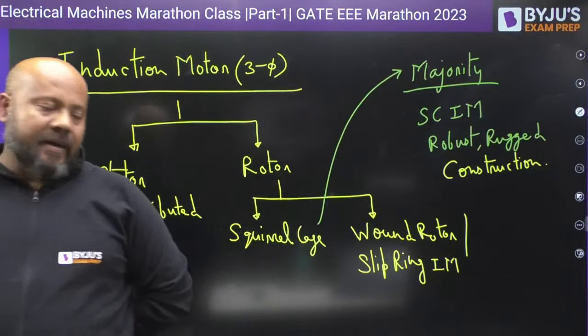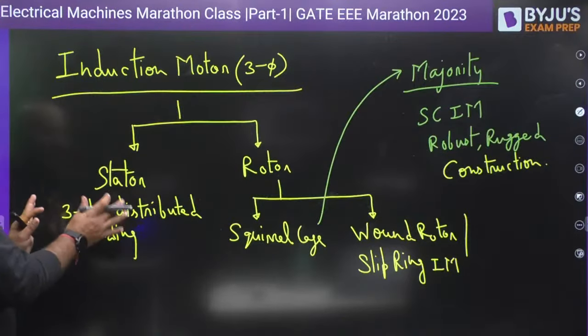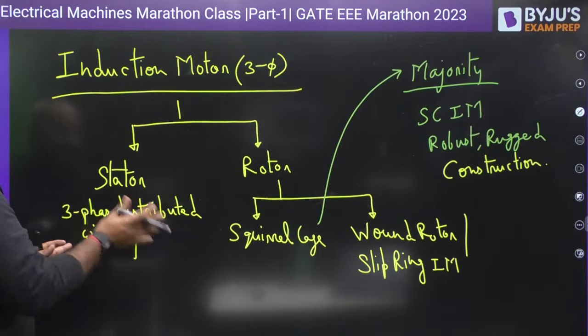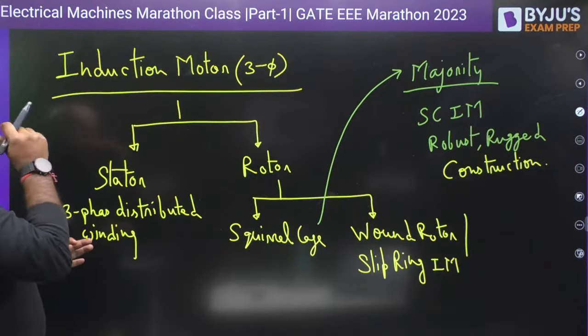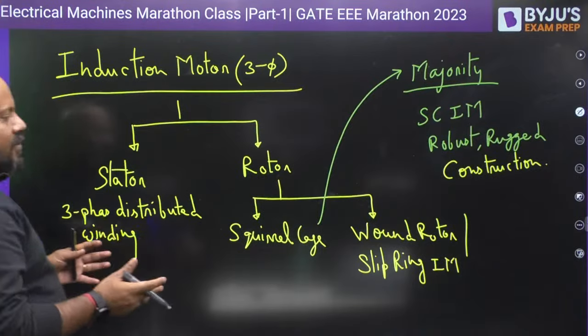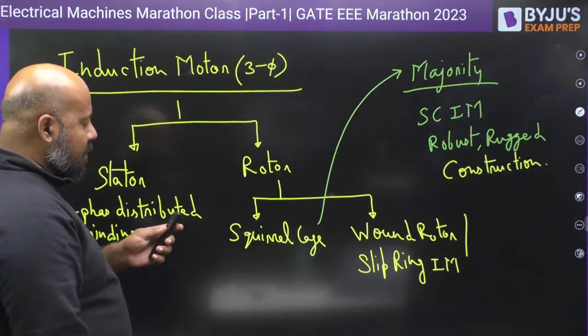So this is the basic idea. You have a stator. A stator is going to have a three-phase distributed winding. And the rotor can be a squirrel cage, or a wound rotor, also called a slip ring induction motor.